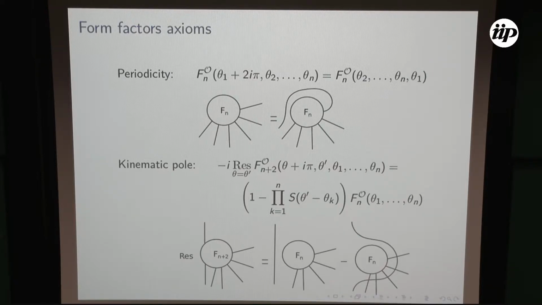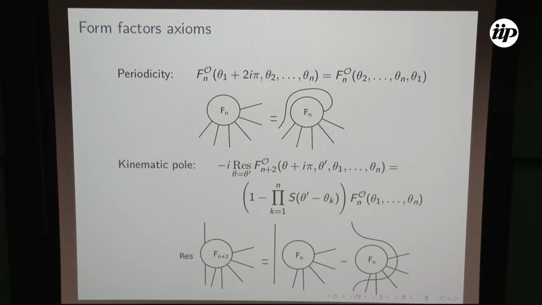And the really crucial axiom for us in the calculation is the kinematical pole axiom. If you have a particle that comes in at a given rapidity and a particle going out at the same rapidity, meaning there's an i pi shift between the two, then you're going to have a singularity. The residue of the singularity is given by this axiom. There are basically two ways to separate this on-shell particle from the operator. You can pull everything to the left, that's one factor, or you can scatter through all the other particles, and that gives this product of scattering matrix factors. This is the kinematical pole axiom that's really crucial.